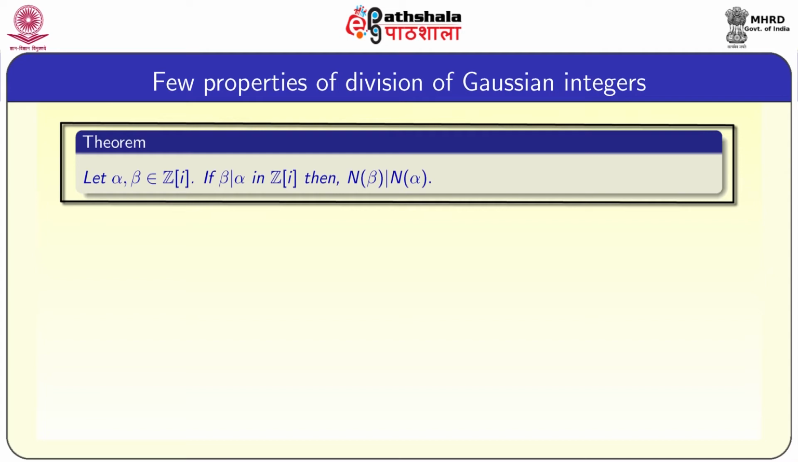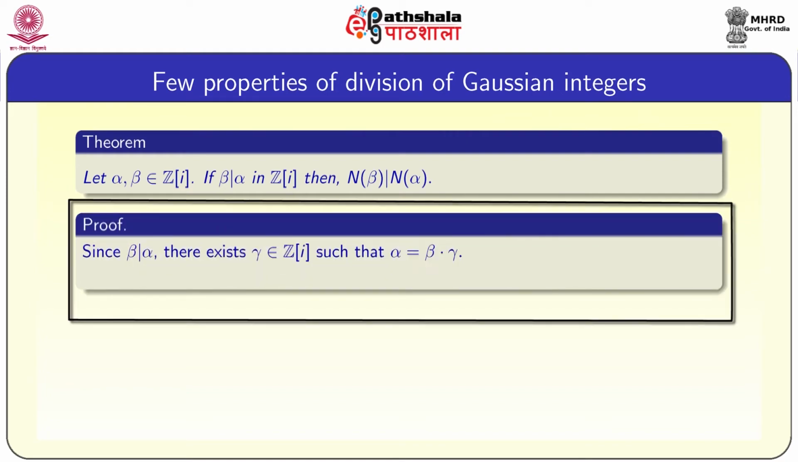So, the theorem says that if alpha, beta are Gaussian integers and beta divides alpha in the set of Gaussian integers, then the norm of beta has to divide the norm of alpha. Note that the norm of beta and the norm of alpha are positive integers. So, if beta divides alpha in the Gaussian integers, then the norm of beta divides the norm of alpha in integers. This is only one direction.